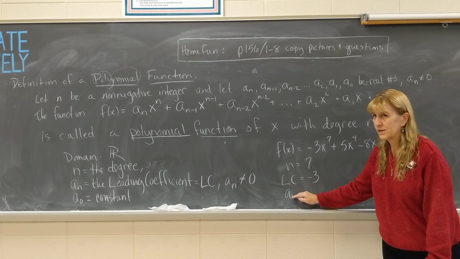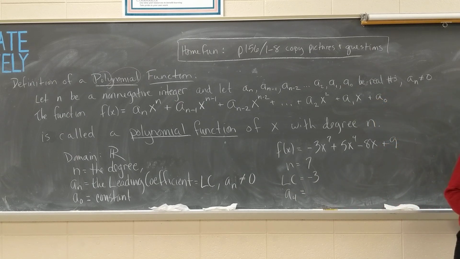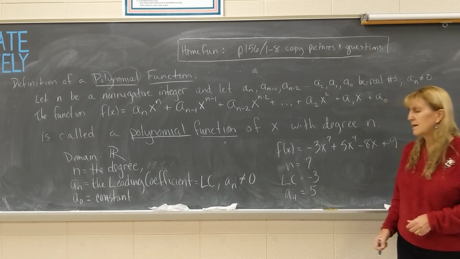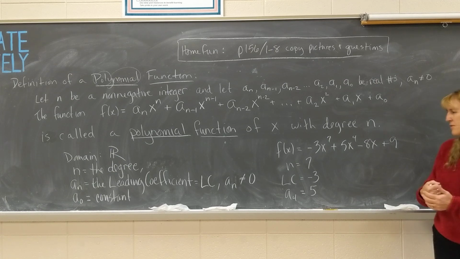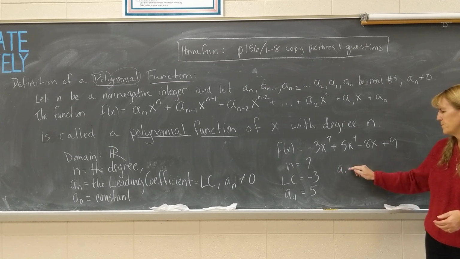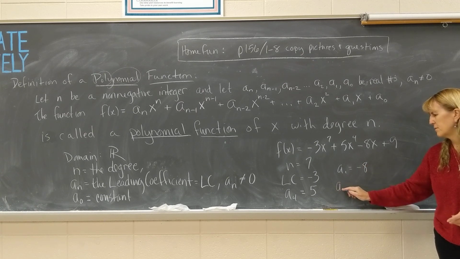Well, let's get tricky here. What's a sub 4? 5. A sub 4 represents the coefficient on the x to the 4th term. What is a sub 1? Negative 8. Negative 8, it's right here. And what is a sub 0? 9.